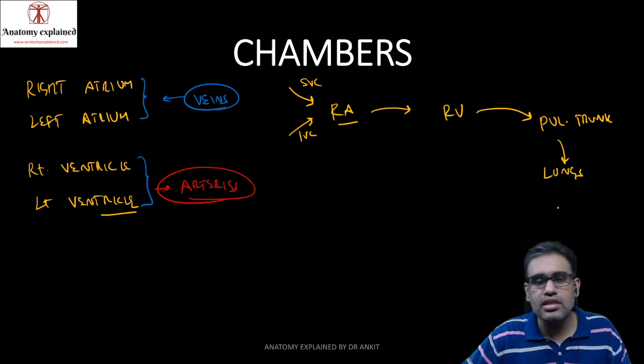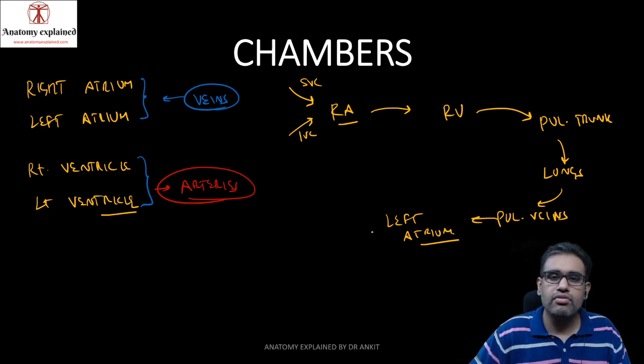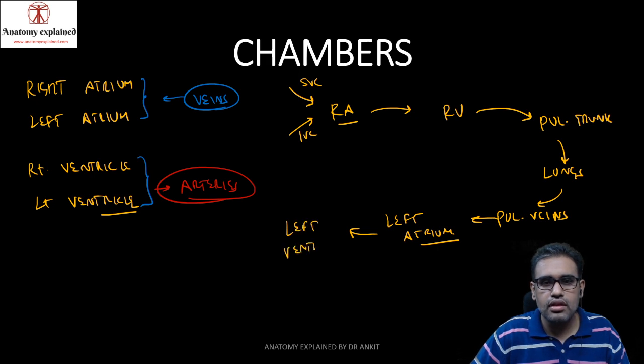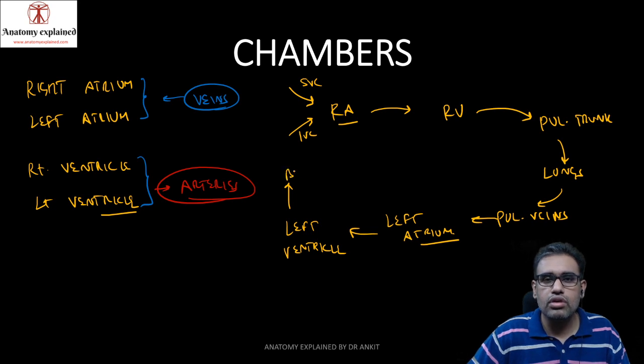In the lungs, this deoxygenated blood will be oxygenated and will come back via the pulmonary veins into our other chamber, the left atrium. So now the oxygenated blood comes into the left atrium. From there the blood goes via the mitral valve into the left ventricle, and from the left ventricle the blood is pumped throughout the body through the main artery, the aorta.